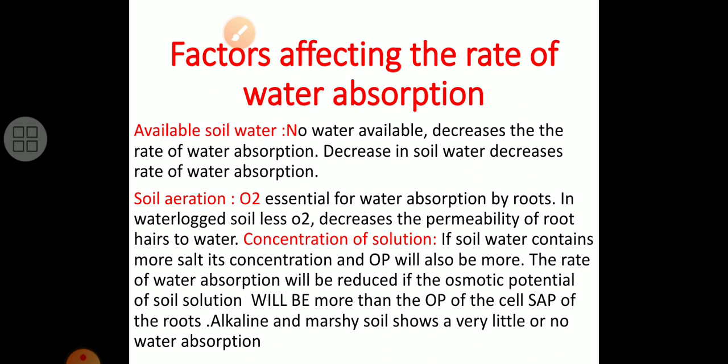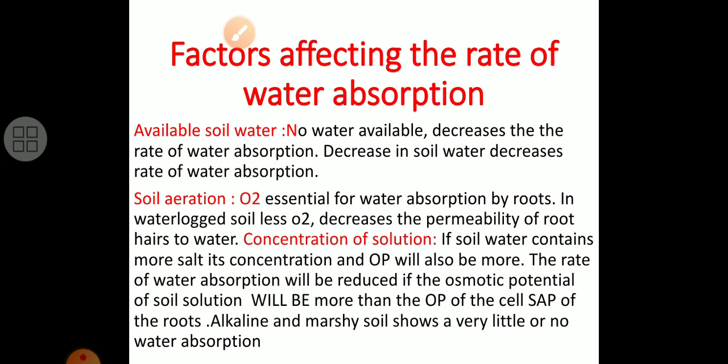Now soil aeration. We know that oxygen is essential for water absorption by the roots. In waterlogged soil, less O2 decreases the permeability of the root hairs to water. As we know, my friends, aeration has a lot of importance. As aeration is there, definitely the rate of absorption of water is more. In waterlogged condition, less oxygen is available, and because of that the permeability of the root hairs decreases. So the rapid rate of entrance of water into the root system is less.